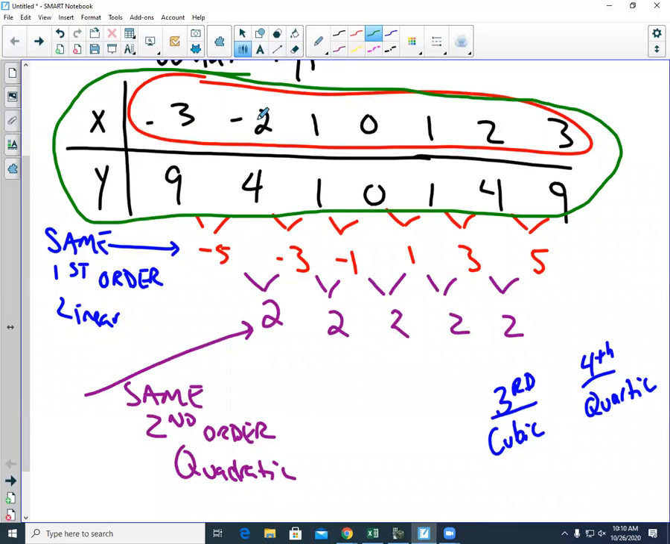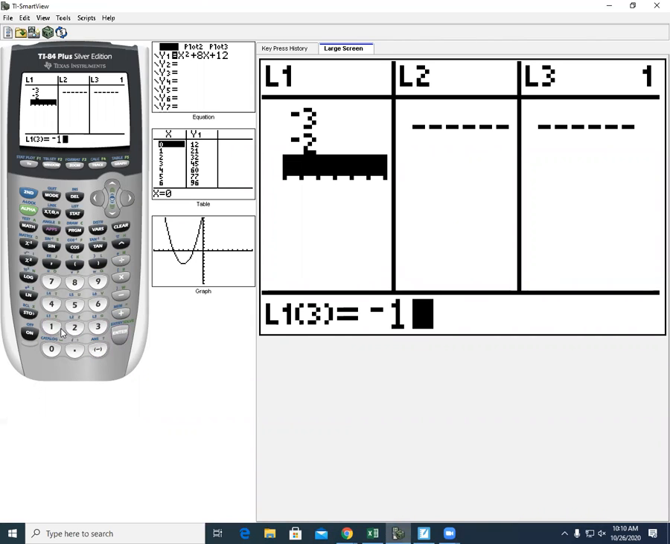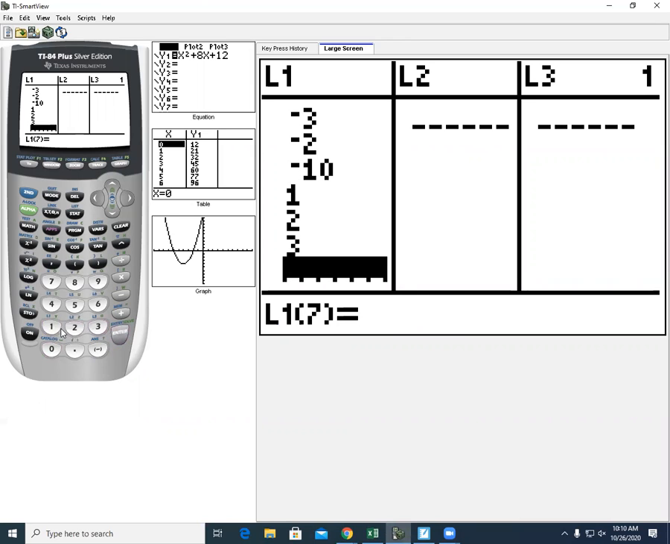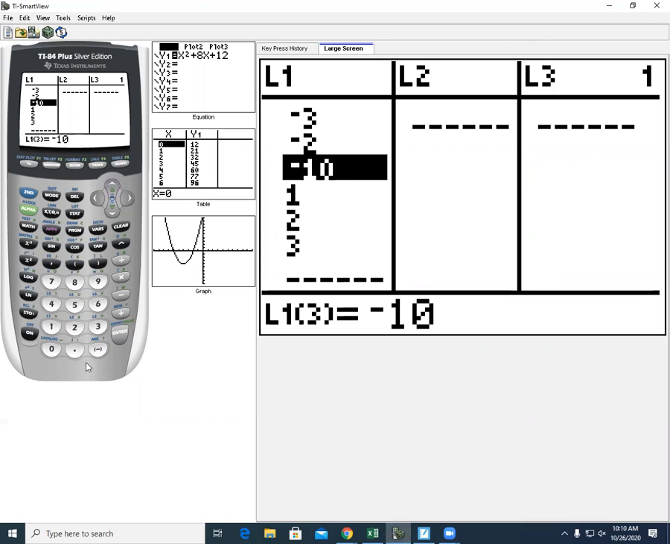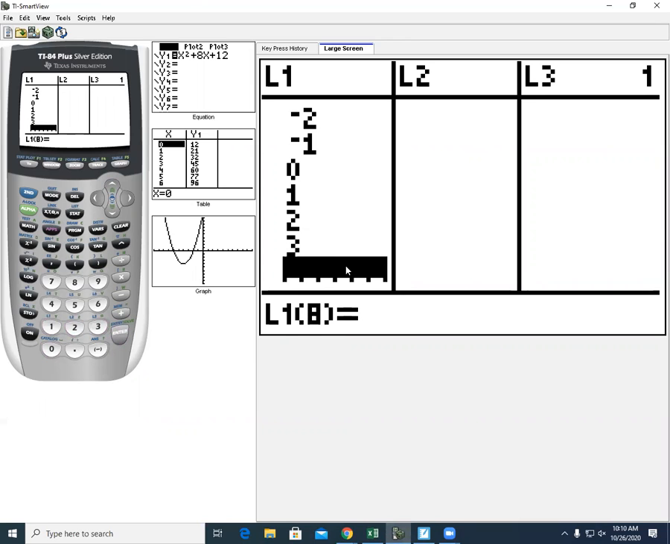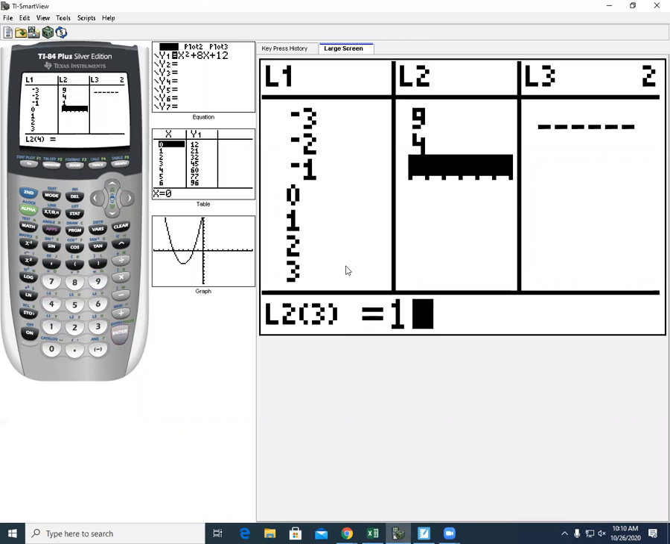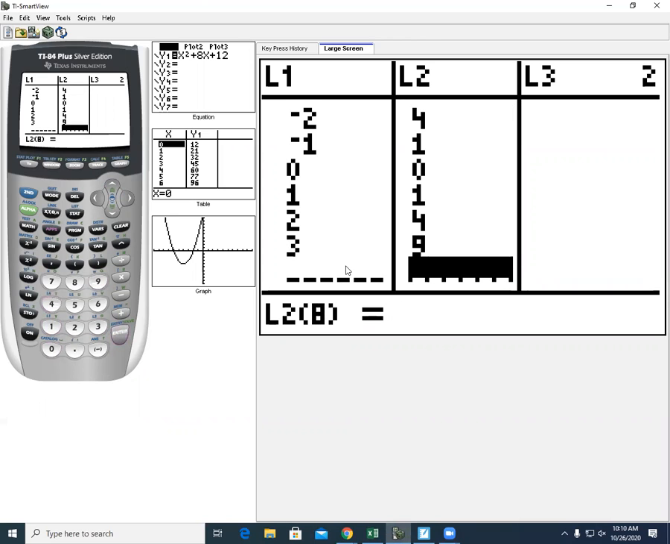So you've got your points: -3, -2, -1, 0, 1, 2, 3. So I have -3, -2, -1, 0, 1, 2, 3. Oops. Okay, and then I'm going to the other side and I'm going to type in my numbers: 9, 4, 1, 0, 1, 4, 9.